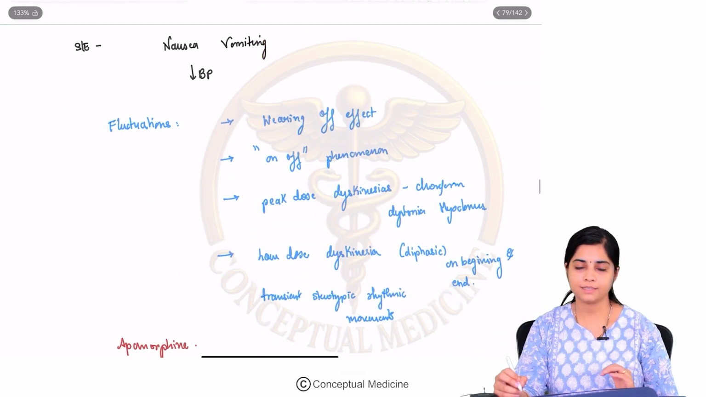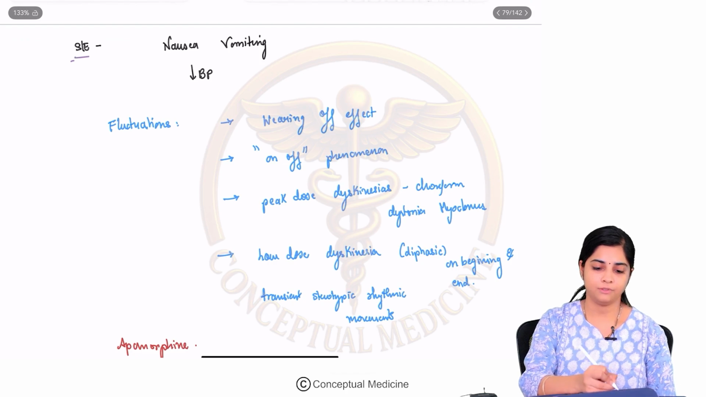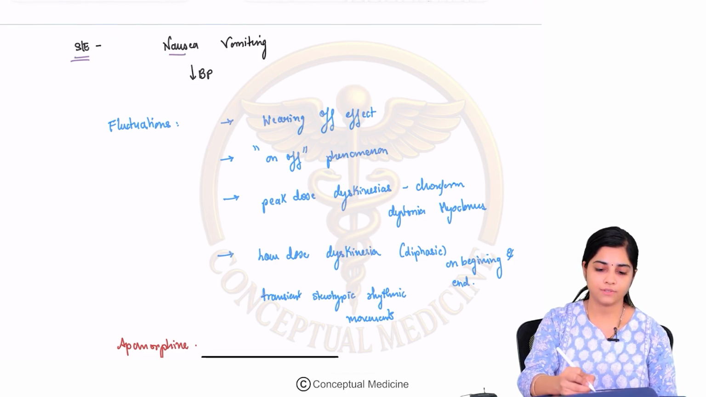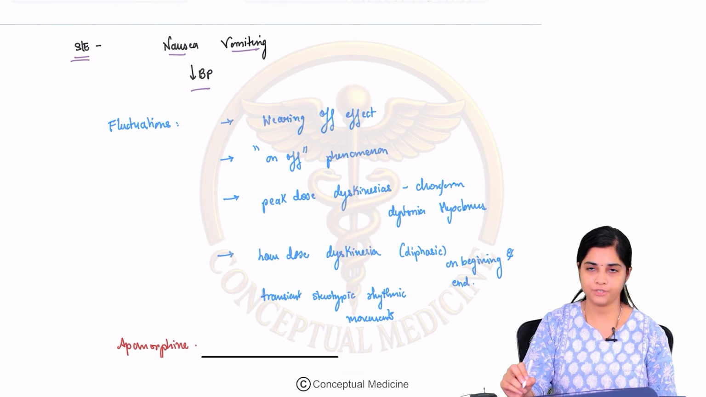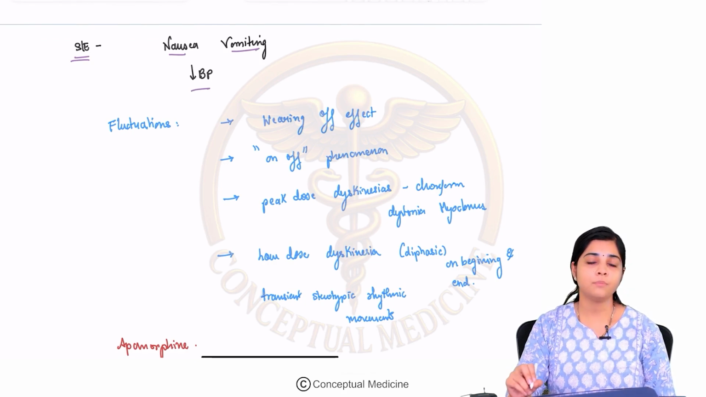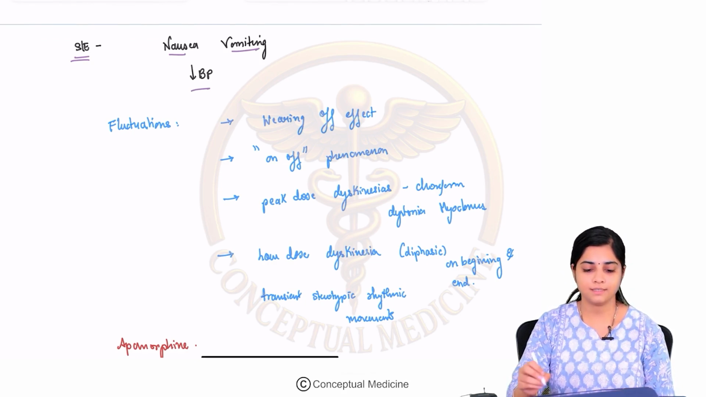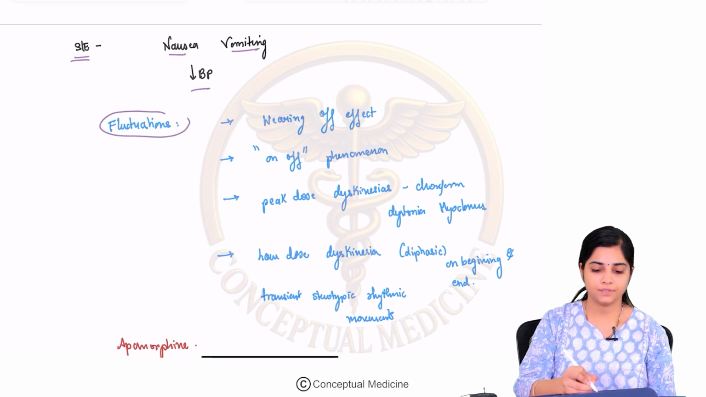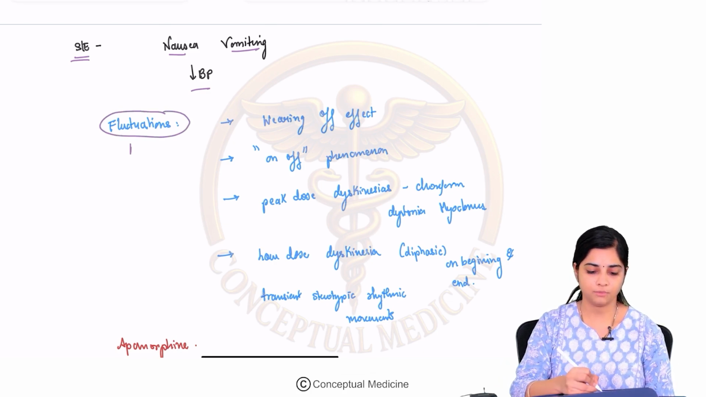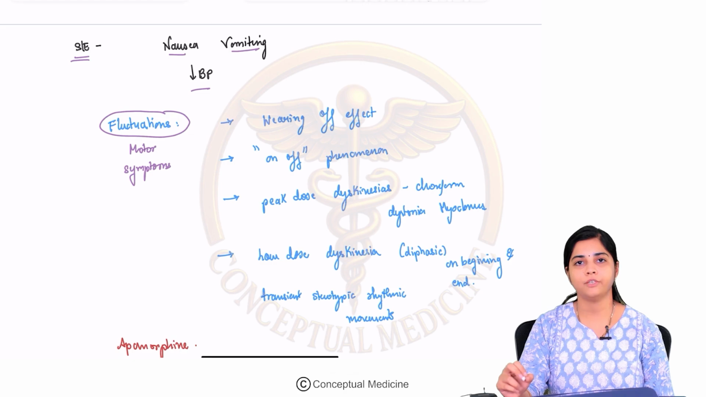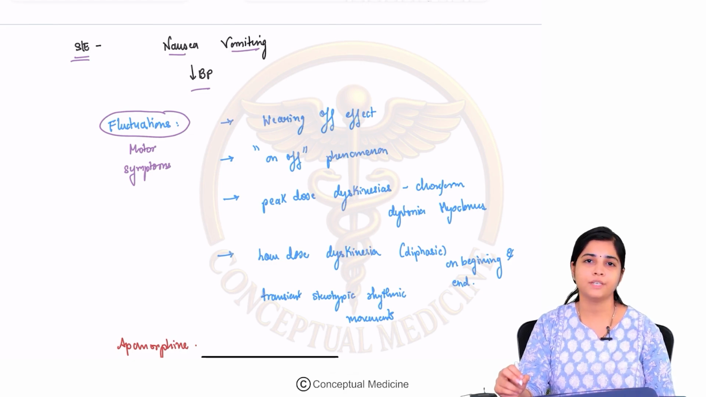Okay, fine. Let us understand what the side effects of levodopa are. The side effects include nausea, vomiting, and hypotension. But the most important with respect to Parkinson's disease management is the presence of fluctuations in motor symptoms with the use of levodopa.